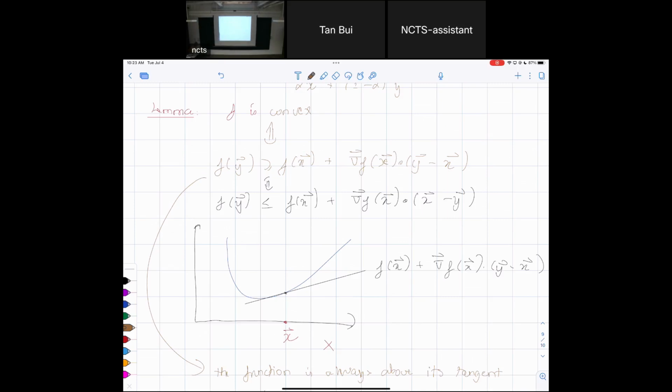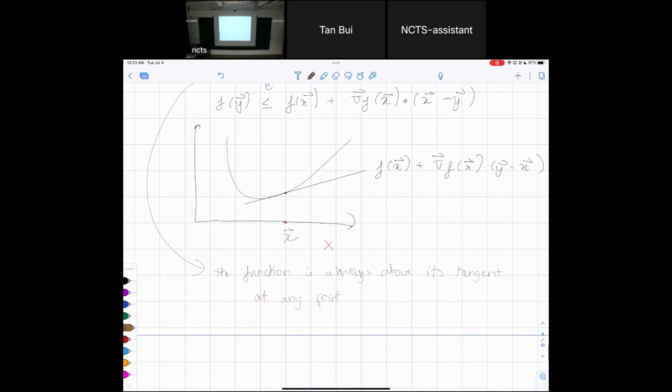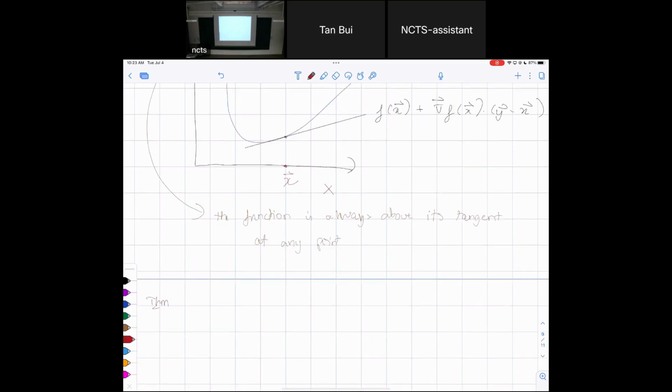Okay, so now we actually go to the main theorem. Any questions? Okay, so we're going to go to the important theorem that we are looking for. I'm going to suppose that f from R^n to R is convex and differentiable.